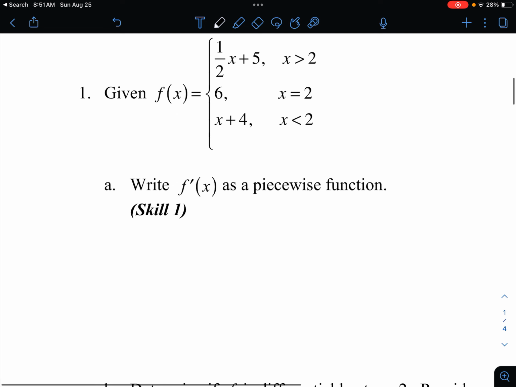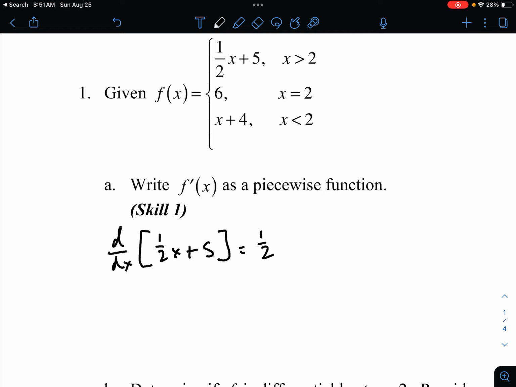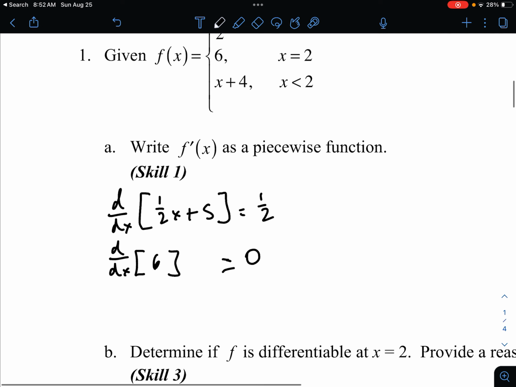So honestly, what I would do is just write out the derivative for each of these. So d/dx of 1/2 x plus 5. Remember, derivative is just slope. So the derivative of a line is just the slope, 1/2. And then we could take the derivative of 6, which is 0. Because if you were to graph y equals 6, it's just a flat line. So there's no slope, the derivative is 0.